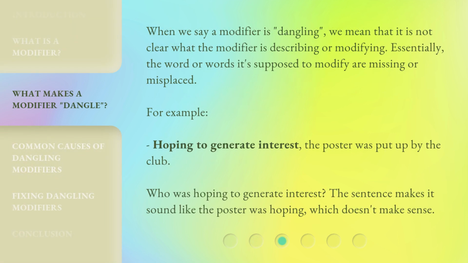When we say a modifier is dangling, we mean that it is not clear what the modifier is describing or modifying. Essentially, the word or words it's supposed to modify are missing or misplaced. For example, hoping to generate interest, the poster was put up by the club. Who was hoping to generate interest? The sentence makes it sound like the poster was hoping, which doesn't make sense.